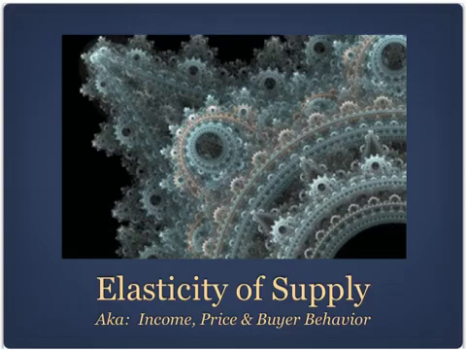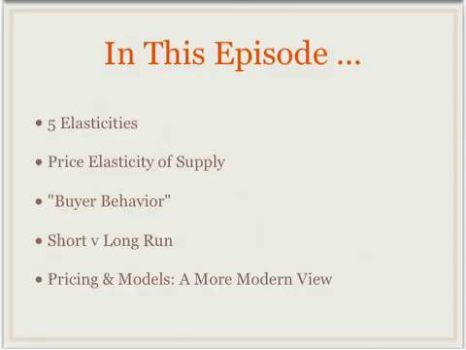Primary among them is the elasticity of supply, and this webinar associates with the section in Chapter 5 called Income, Price, and Buyer Behavior. What we're going to look at today, we're going to review the 5 elasticities. We're going to talk a little bit about the characteristics of elasticity of supply. We're going to chat briefly about buyer behavior, consider how the short run and long run impact elasticities, and then we're going to consider a couple of more modern views of pricing and business models.